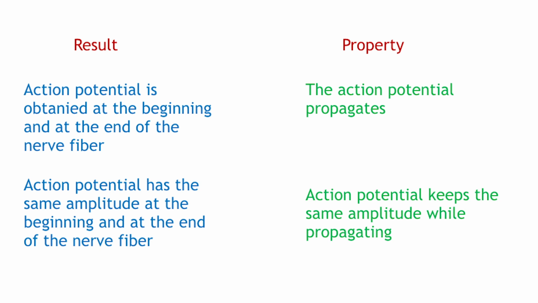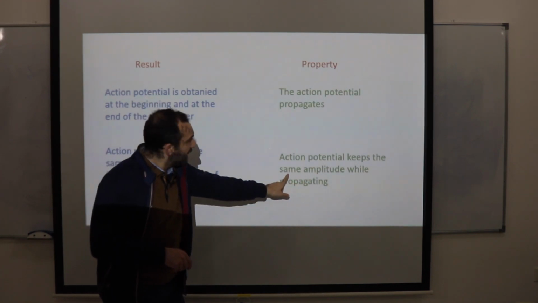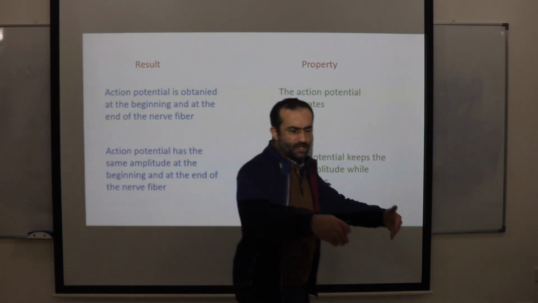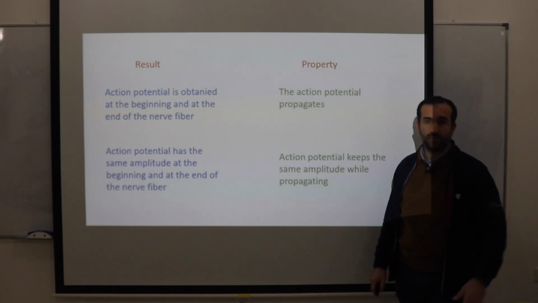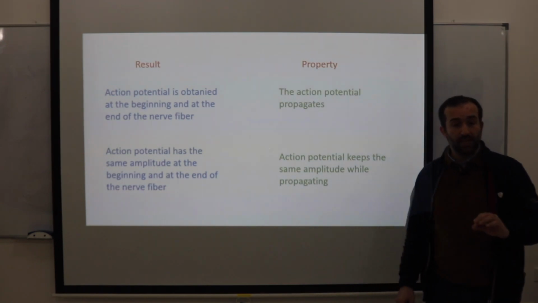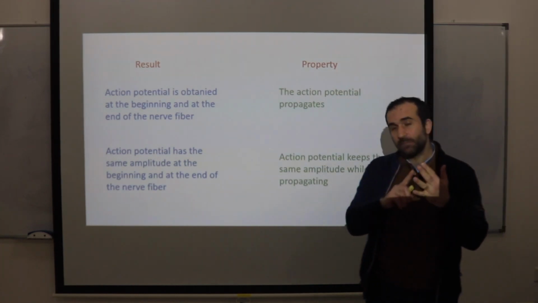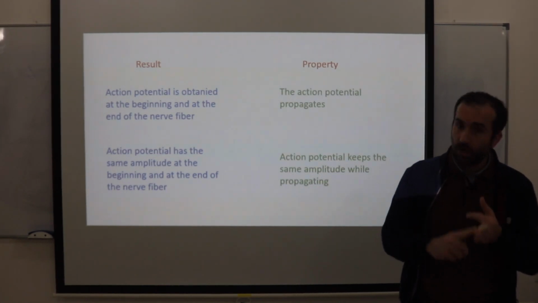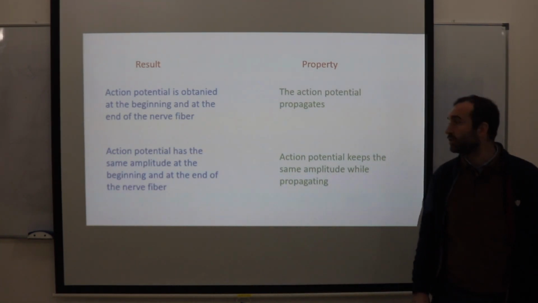I'm not saying here that it keeps the same amplitude while increasing the intensity of the stimulation. This is another property. The same amplitude is kept while propagating. So when the action potential propagates inside the fiber, it keeps its amplitude constant. Now we obtained 4 properties of the action potential. It has a threshold. It keeps its amplitude when we increase the intensity of the stimulation above the threshold. It propagates, and it keeps its amplitude constant while propagating inside the nerve fiber.